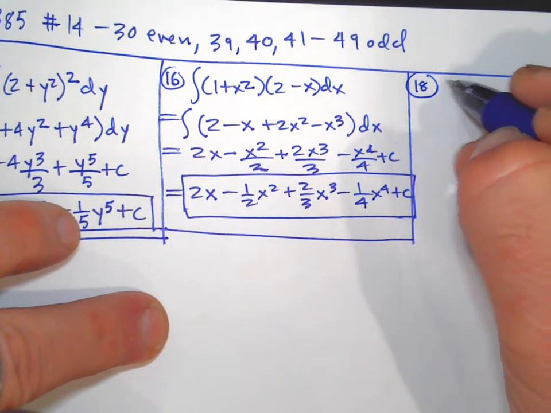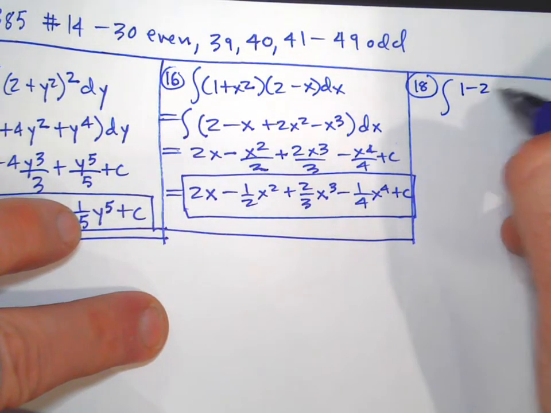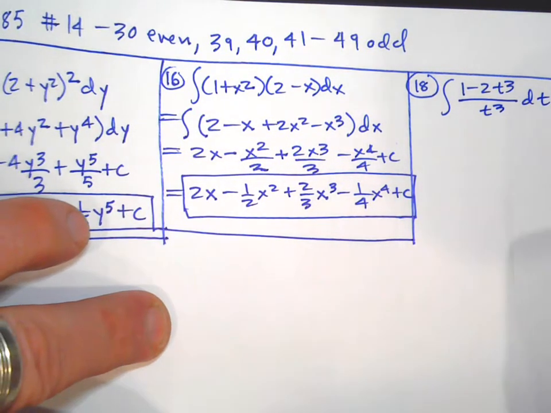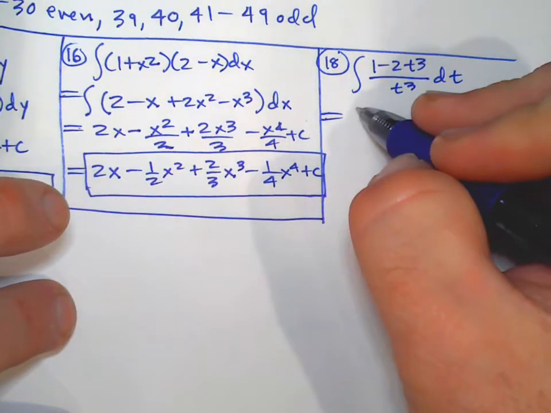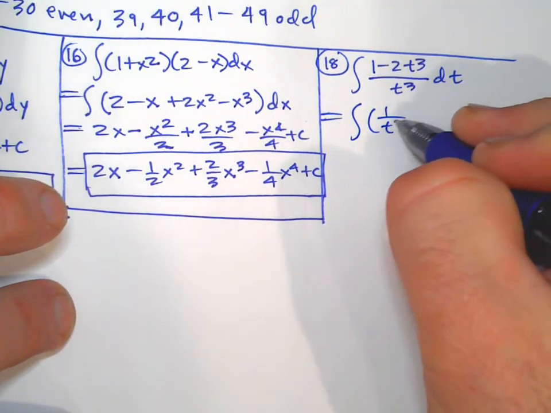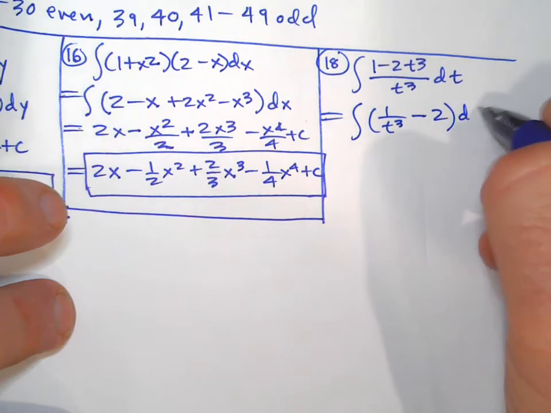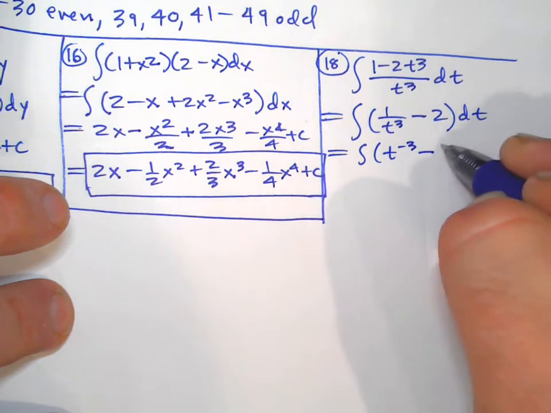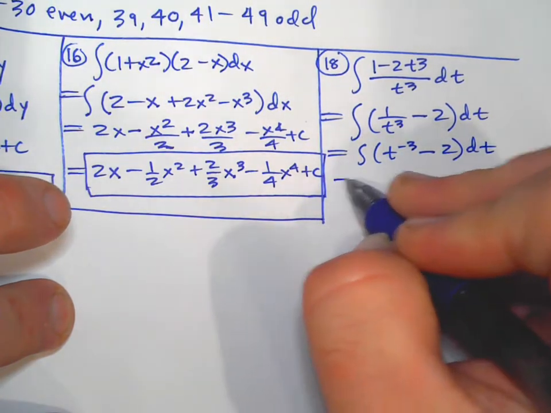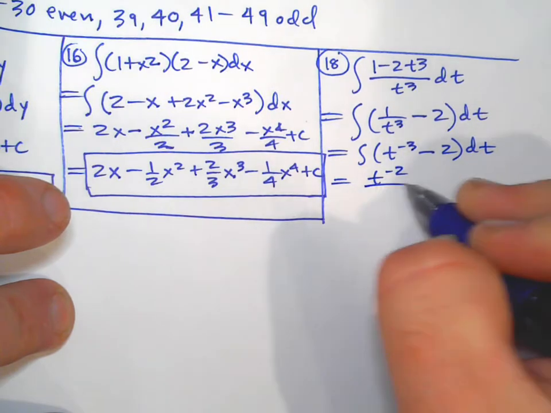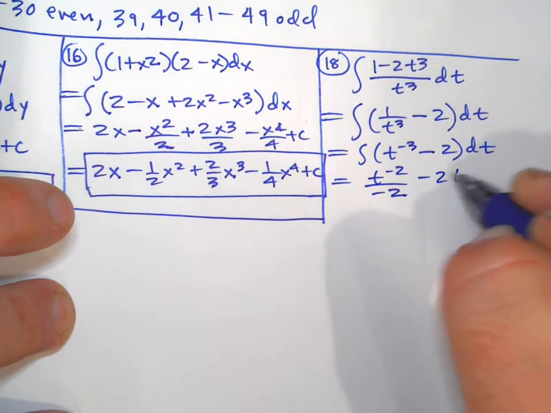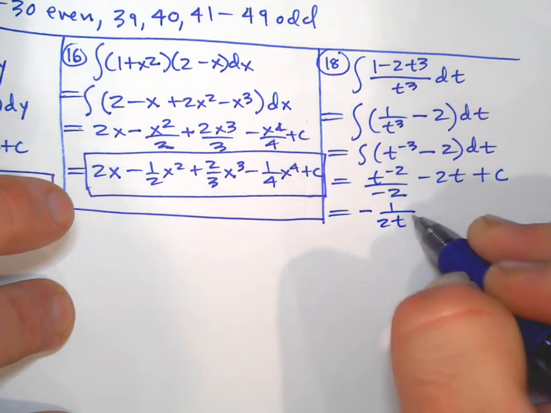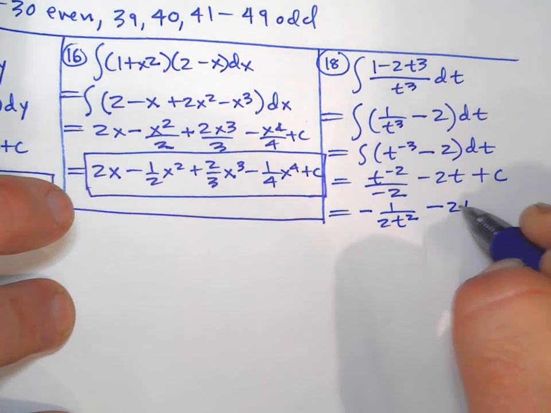18 is the integral of (1 minus 2t cubed) over t cubed dt. And our strategy for the last couple days has been, let's distribute the division. This is 1 over t cubed minus 2. You might want to rewrite this so that it is t to the negative 3. So this is going to be power rule. You bump it up 1, divide by the new exponent, minus 2t plus c. Final answer, no negative exponents, negative 1 over 2t squared minus 2t plus c.